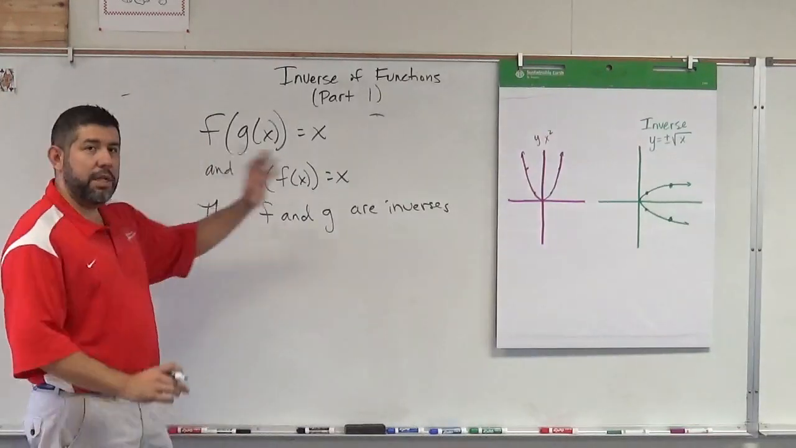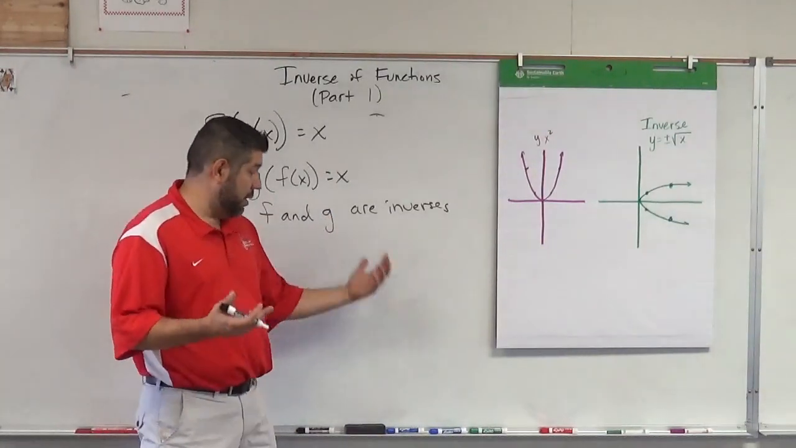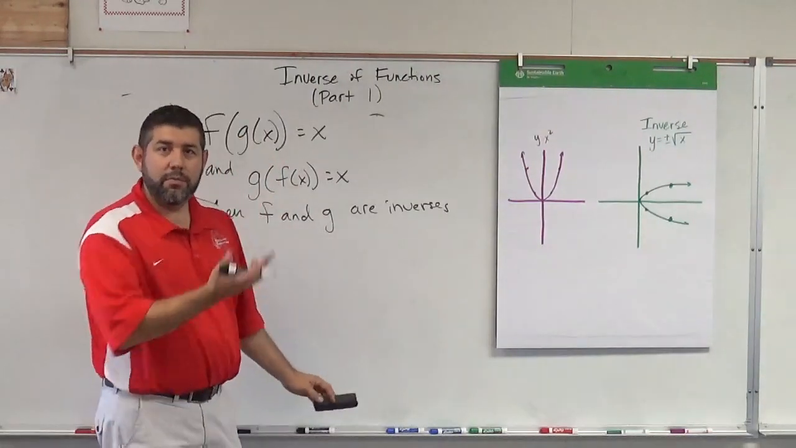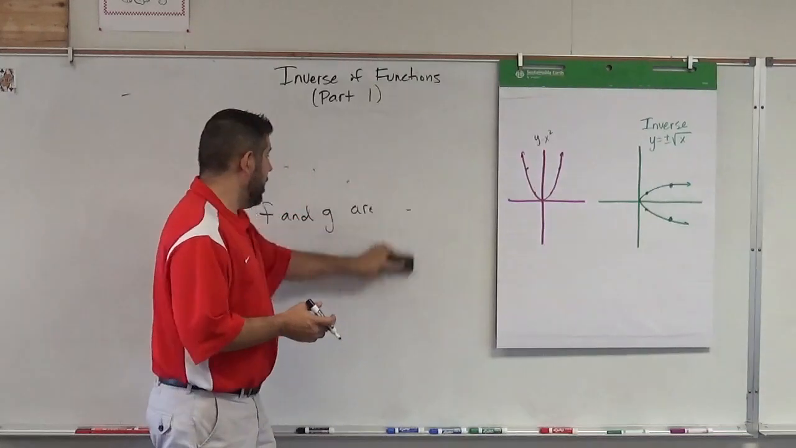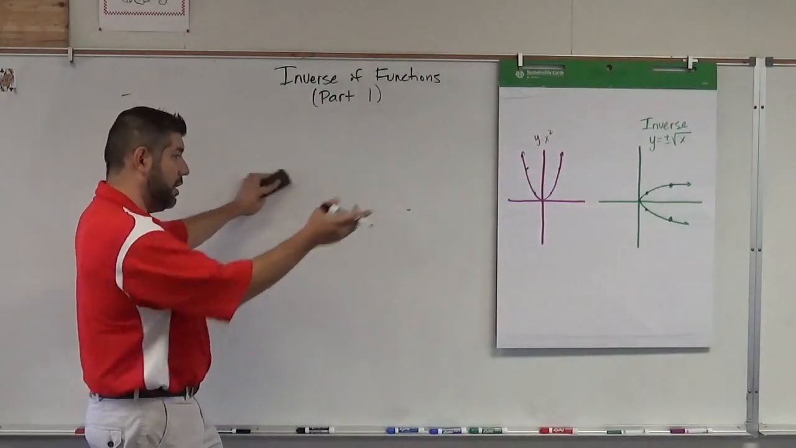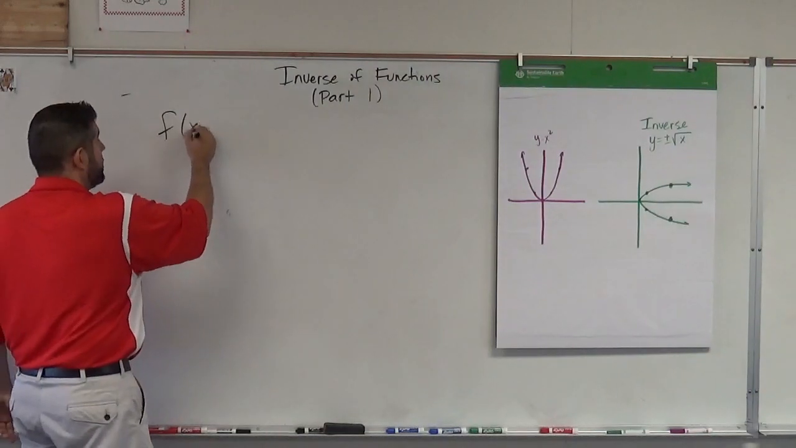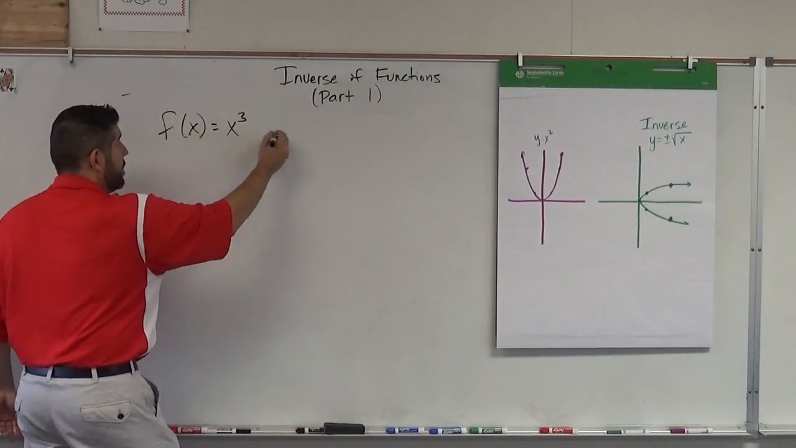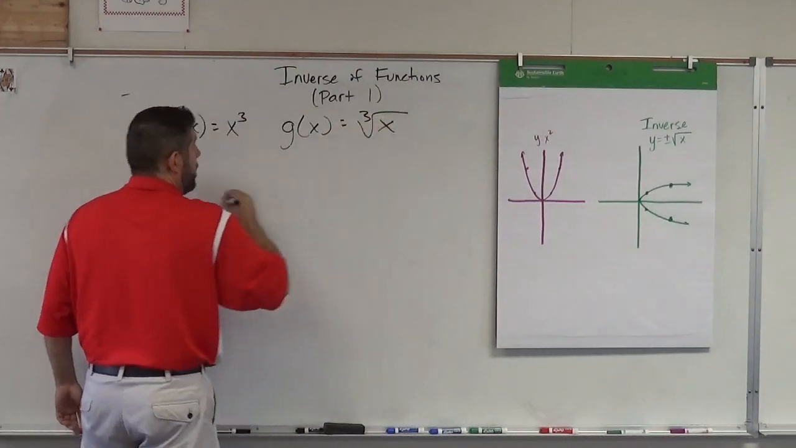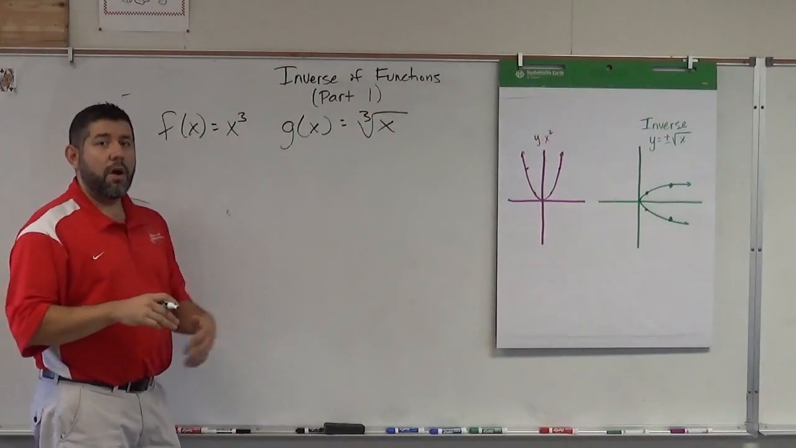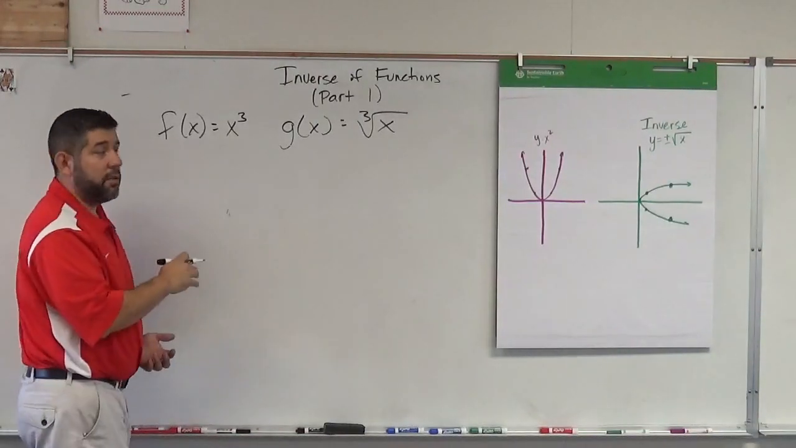So how do we determine if two functions are inverses? Well, we can basically look at their composite functions. So what I'm going to do is take my two functions, the one function that I knew from the previous graph over there. I'm going to have f of x equals x cubed and g of x be equal to the cube root of x. And I'm going to see if these two are inverse functions, are inverses of one another, okay?